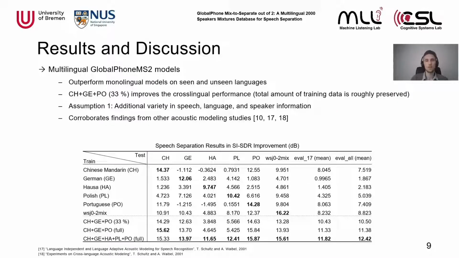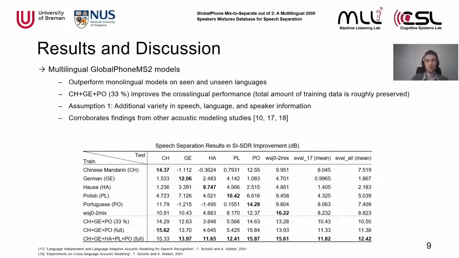The multilingual GlobalPhone MS2 models can outperform the monolingual GlobalPhone MS2 models on seen and unseen languages. This is partly given for the trilingual model with 33% amount of data and fully attained with the multilingual model trained on 5 languages. The Chinese Mandarin, German, and Portuguese 33% model shows cross-lingual performance improvements, while the total amount of training data is roughly preserved. This is easily identifiable if we have a look at the results for eval 17 and eval all.